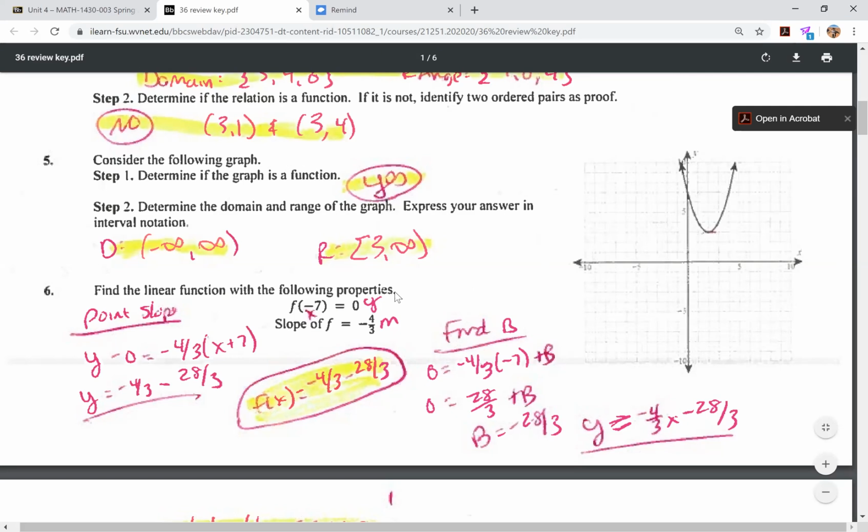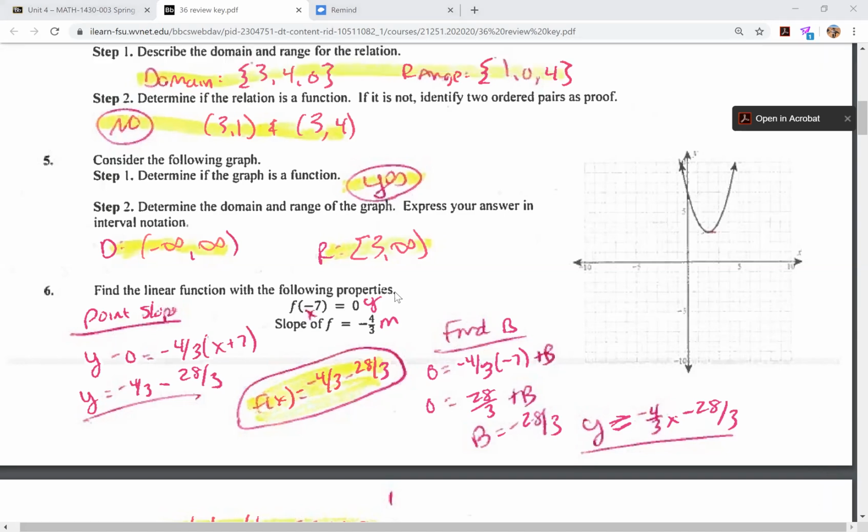And now I'm done. So that's it. Yes, it's a function. There's my domain, there's my range. Finished. What do you think? Better? Mm-hmm.